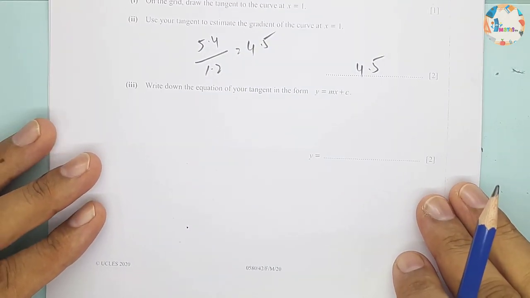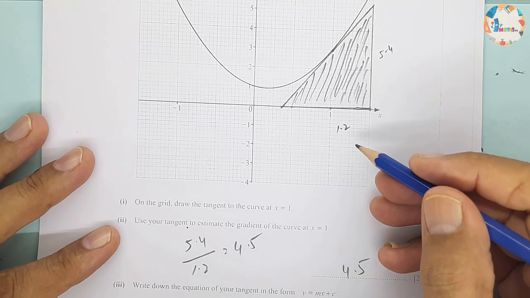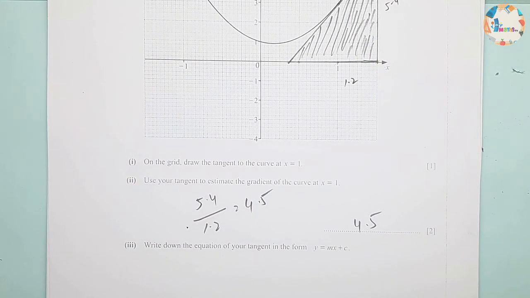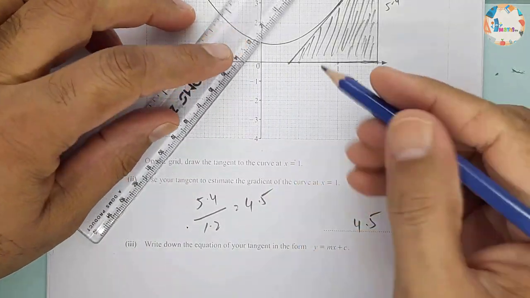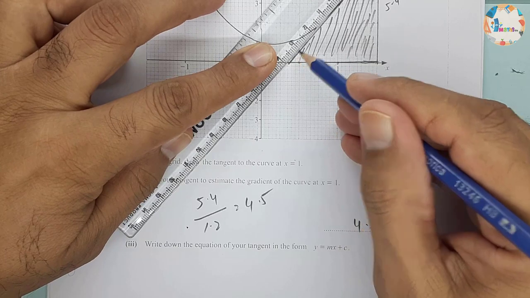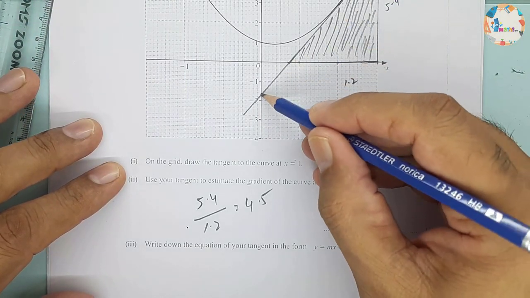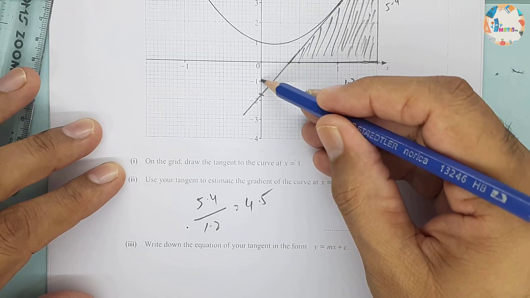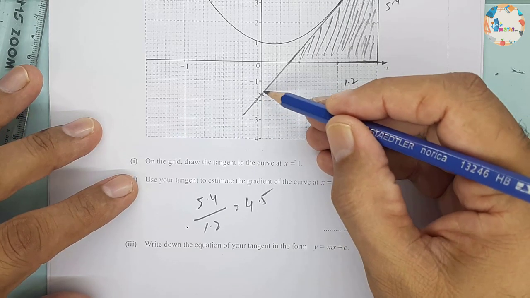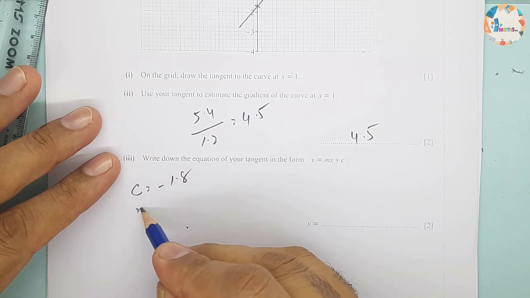Now write down the equation of your tangent in the y is equal to mx plus c form. So we have to write down the equation of this tangent. Basically the value of c will be required. We will extend this line from here, so it will be like this one. It will be intersecting the y-axis at this one. This is minus 1 and this will be minus 1.8, we can take minus 1.8. So c value is equal to minus 1.8 and m is equal to 4.5.